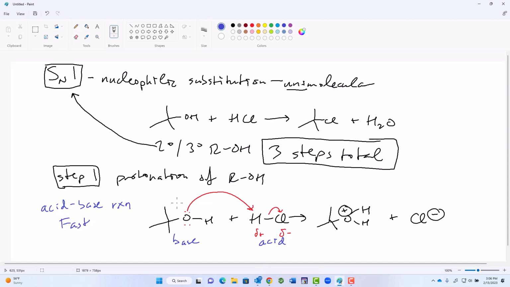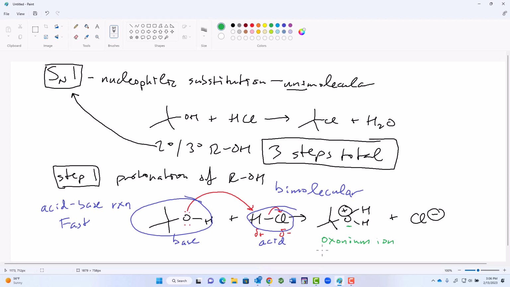We also see that since we have 2 reactants that are involved in the process, we call this bimolecular. Bimolecular meaning that there's two reactants that are involved in the process. So this is a very fast process. We have the base and the acid. This particular intermediate here with a protonated oxygen, we call this an oxonium ion.